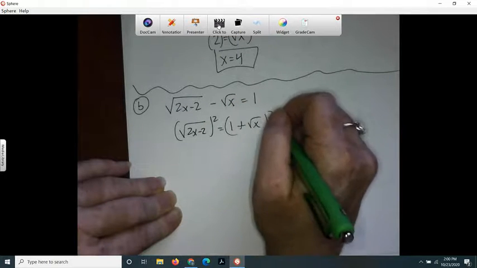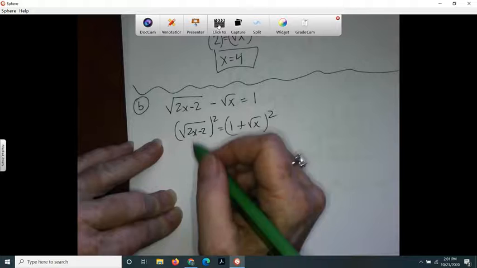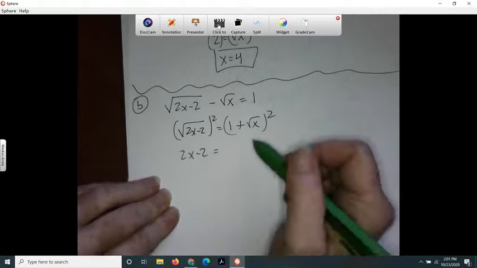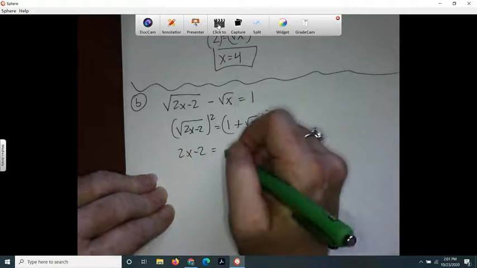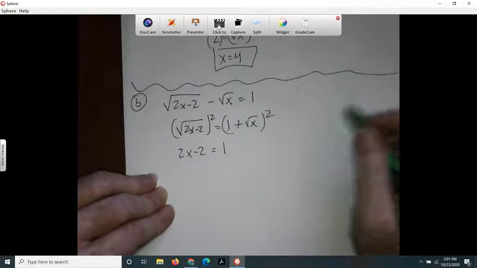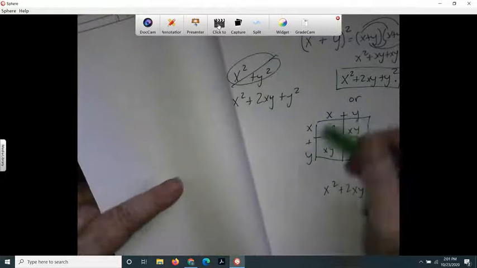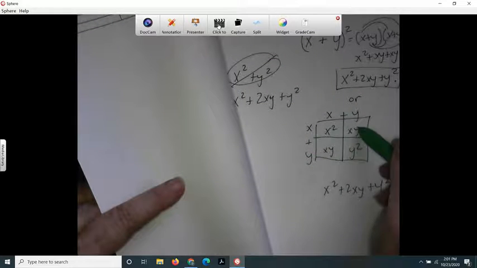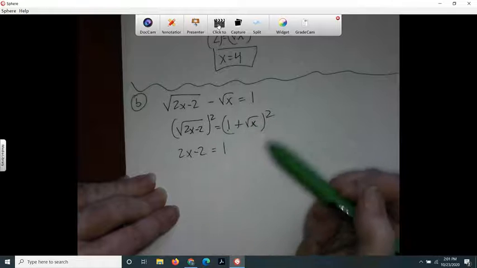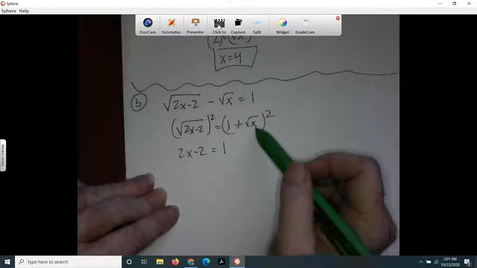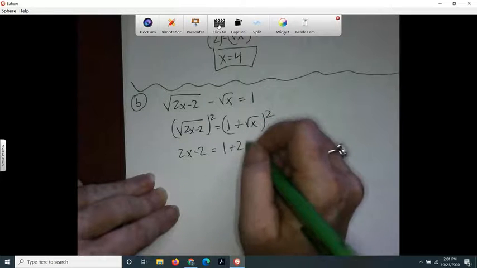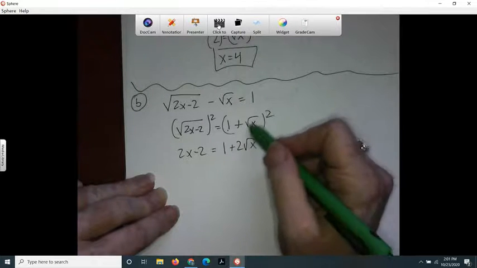Okay, when I square this, it undoes the square root. When I square this, let's use the pattern. We know it's going to be this squared, and then it's going to be this times 2 because of what happens when we put it in the box. You know how there's always 2. So it's going to be this times 2. So 1 times root x times 2 would be 2 root x. And then this last term is going to be just x.